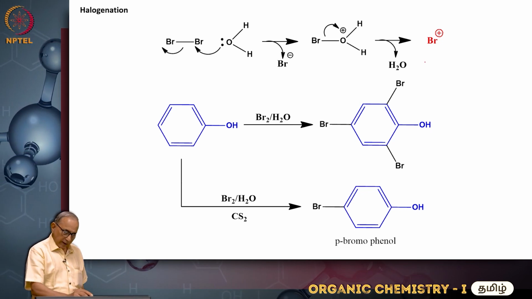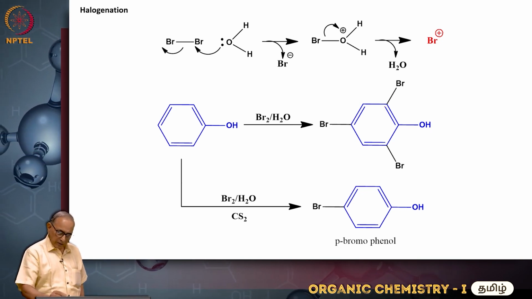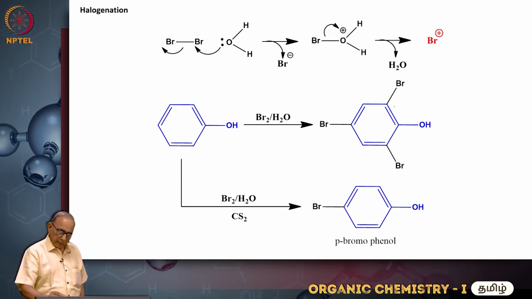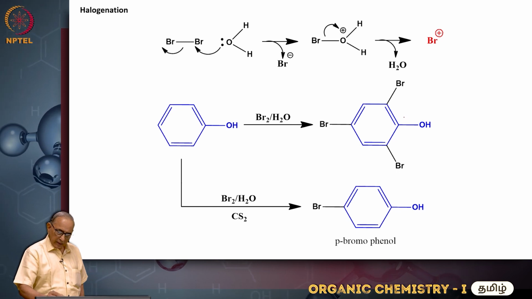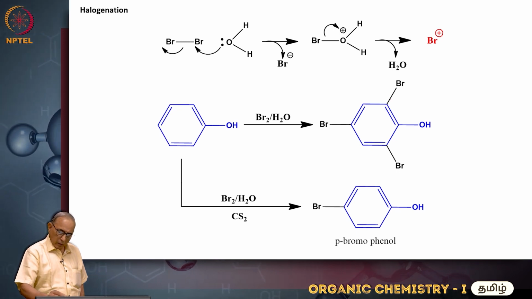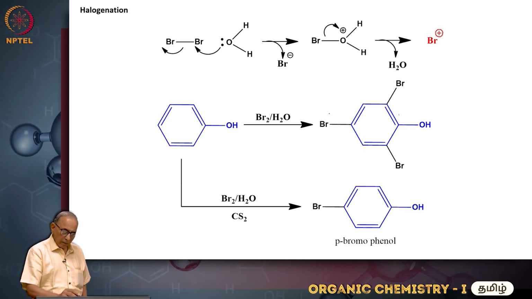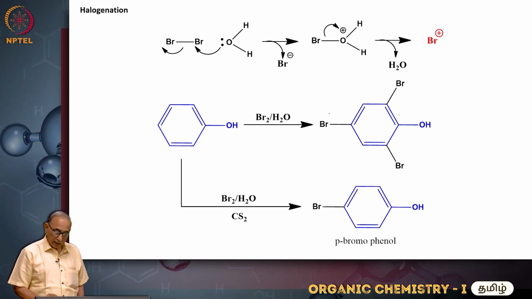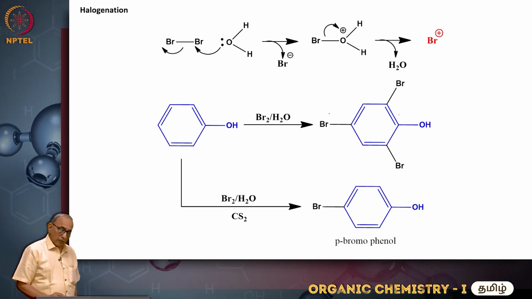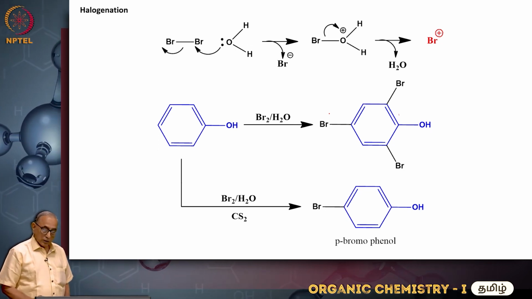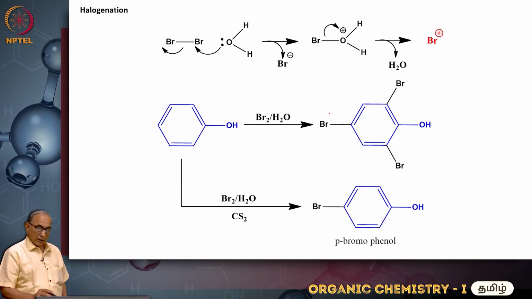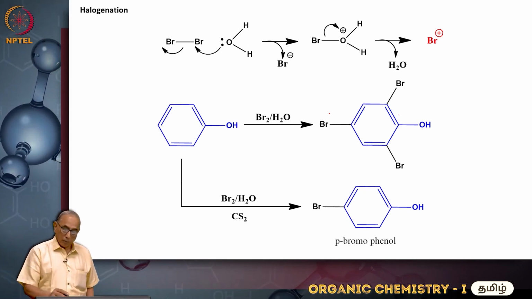When this bromine attacks at this position, you will form a positive charge here and this will go, the H plus will come and you will get the bromophenol. When the water reacts, bromine is so powerful an electrophile that all the three positions are brominated.